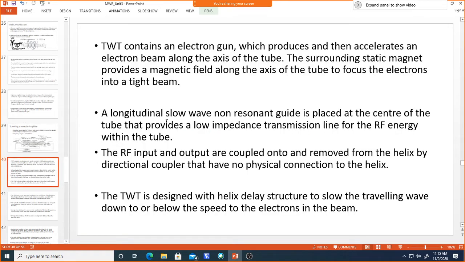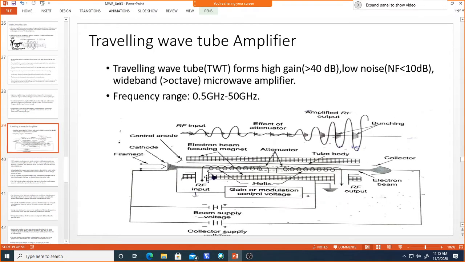A longitudinal slow wave non-resonant guide is placed at the center of the tube that provides a low impedance transmission line. So this is a slow wave structure. The helix placed inside is a slow wave structure which provides the low impedance transmission line path for the RF input wave.